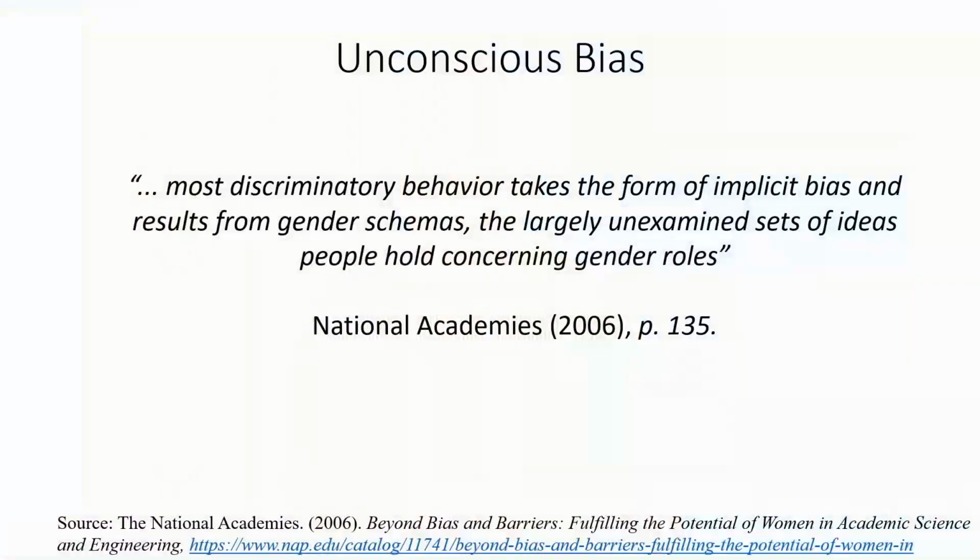So what's going on here? So you may have heard the term unconscious bias. It's getting a lot more attention than it used to. The National Academies had a report that you can read online that basically observes a meta-analysis that most discriminatory behavior is in the form of implicit bias. And this results from gender schemas and assumptions that people have based on cultural background that they're not even necessarily aware of.